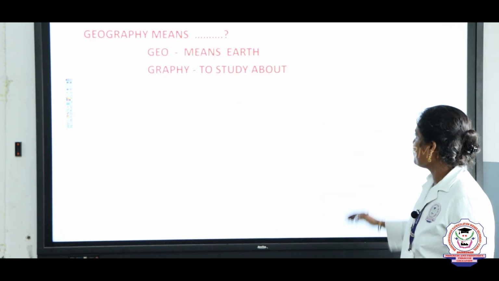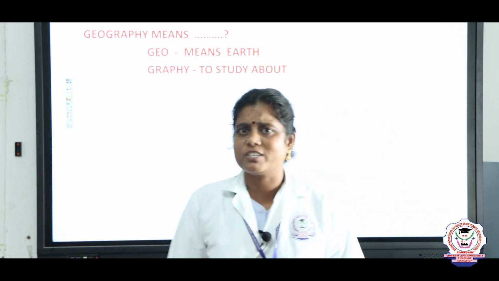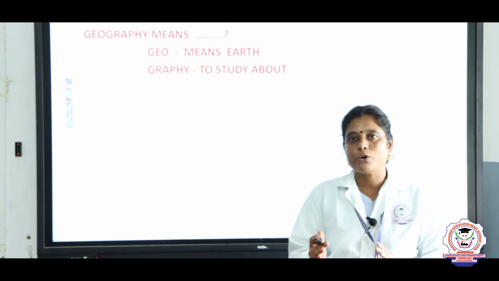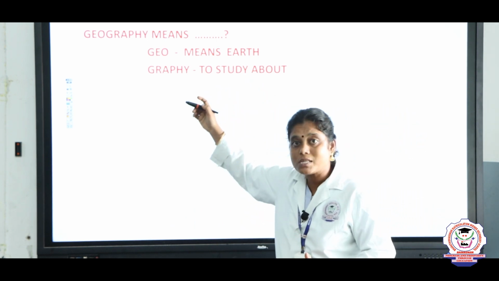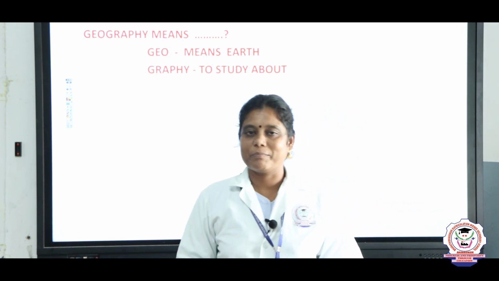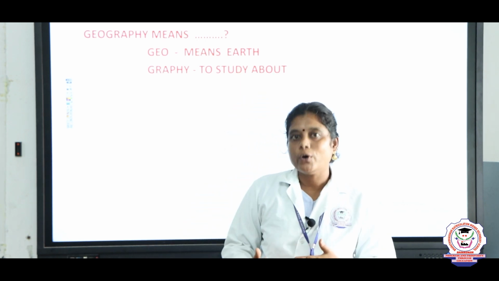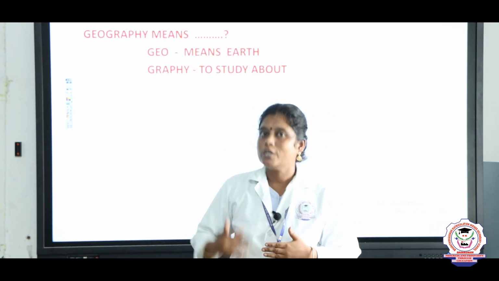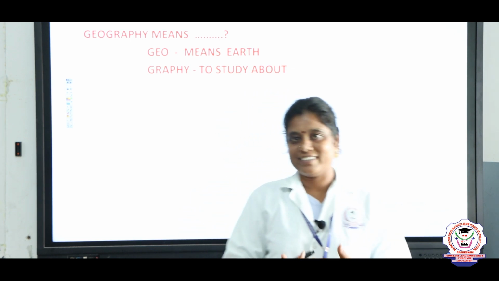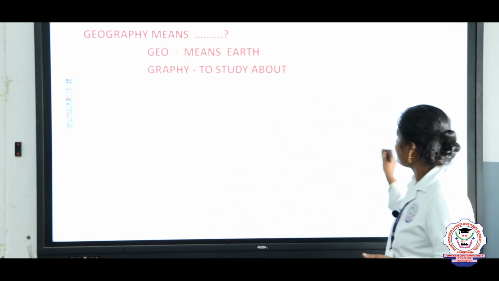First of all, what does geography mean? Geography is Geo, G-E-O. Geo means earth. And graphy, what does graphy mean? Graphy is to know about something or to study about. So geography means to study about the earth or to know about the earth. It's a very simple meaning, isn't it, children? Good.